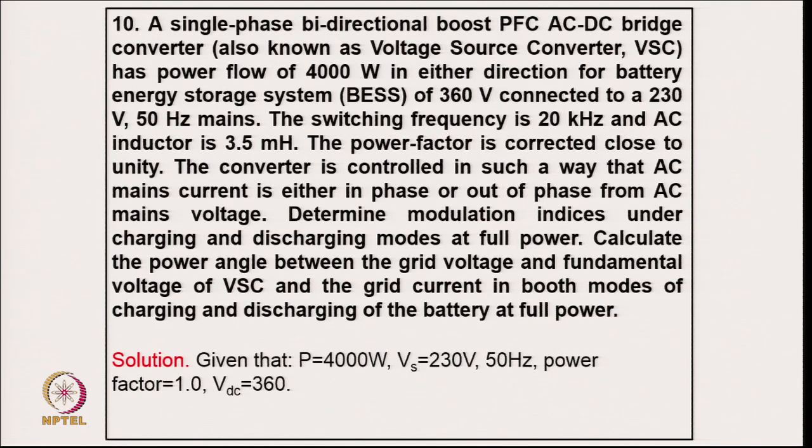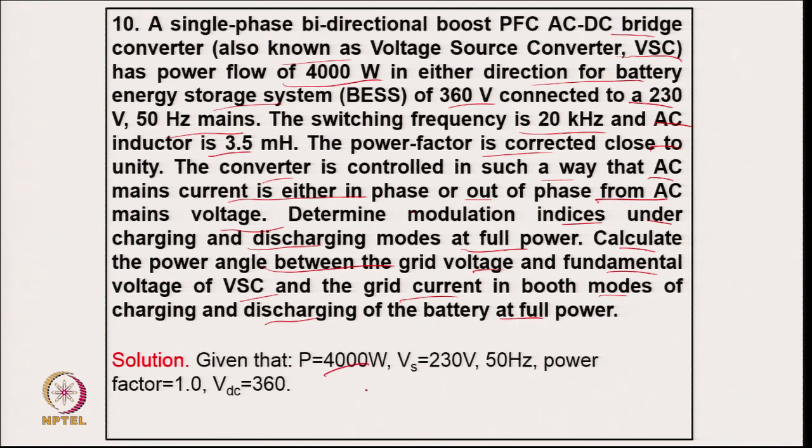Coming to the 10th example, a single phase bidirectional boost PFC AC DC converter, also known as a voltage source converter, has a power flow of 4000 watt in either direction for a battery energy storage system of 360 volt connected to the 230 volt 50 hertz mains, with switching frequency of 20 kilohertz and AC inductor of 3.5 millihenry. The power factor is corrected close to unity and the converter is controlled in such a way that the AC mains current is either in phase or out of phase with the AC mains voltage. Determine the modulation indices under the charging and discharging modes. At full power, calculate the power angle between the grid voltage and the fundamental voltage of the voltage source converter and the grid current in both modes, charging and discharging.